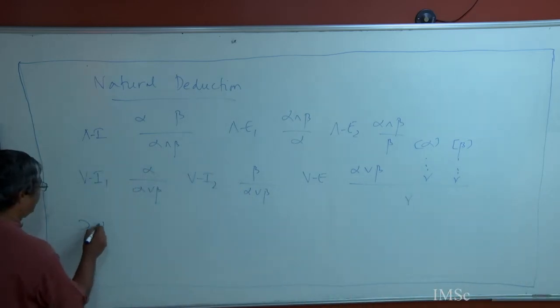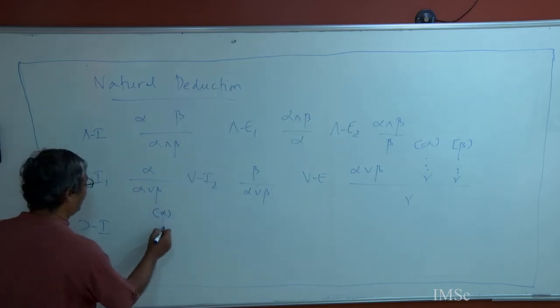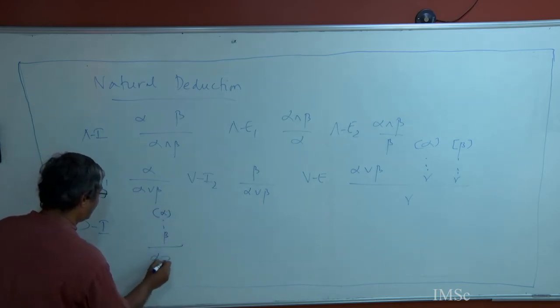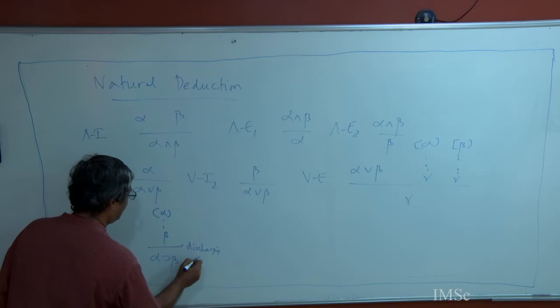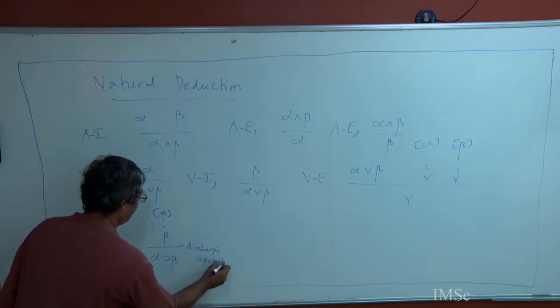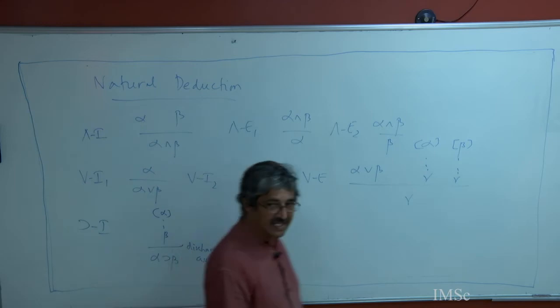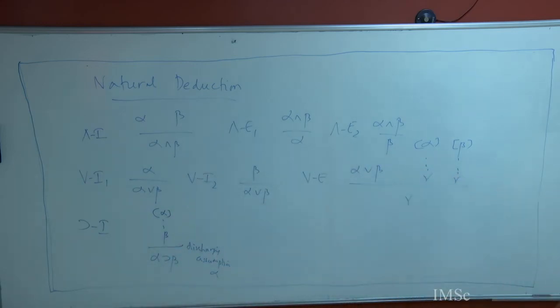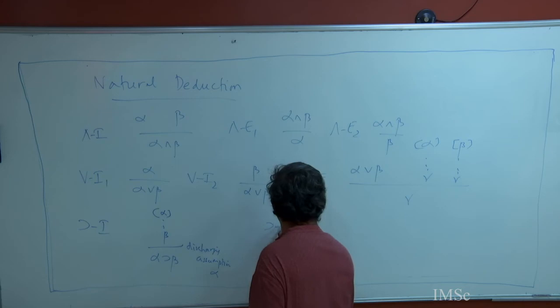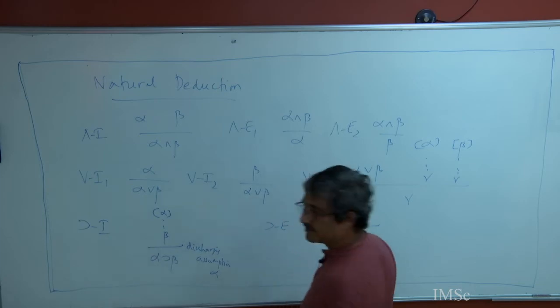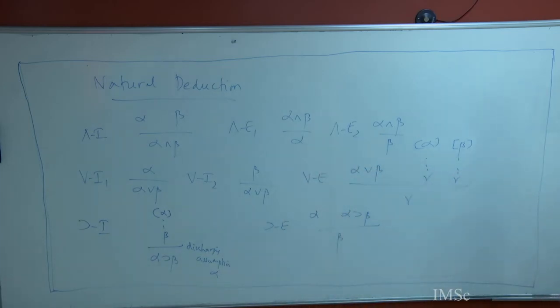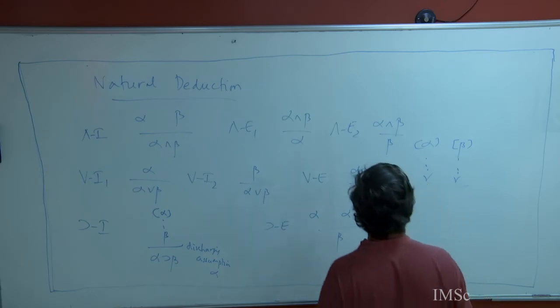Implication introduction. Well, if you assume alpha and derive beta, then you can derive alpha implies beta, discharging the assumption alpha. You make an assumption and you discharge it by introducing implication. And implication elimination is the same as modus ponens. If you've got alpha implies beta, whenever you have derived alpha, you can also derive beta. So that's that, and then you have negation.